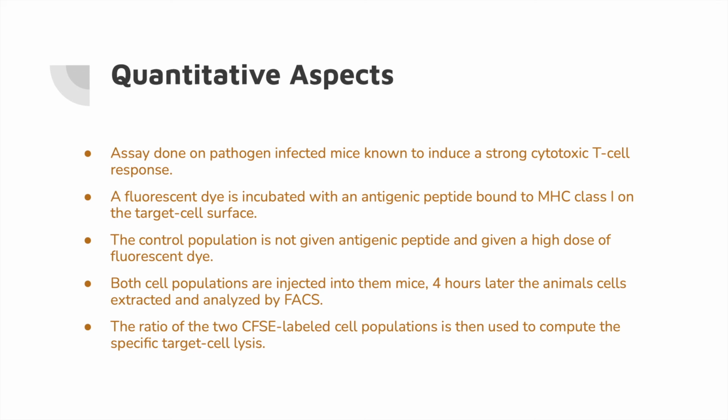A control population of cells that have not been administered the antigenic peptide is treated with a high dose of fluorescent dye to differentiate them from the antigen-bearing target cells. The two cell populations are combined in a 1:1 ratio before being injected into the testing animals. Cells are then extracted from the animals 4 hours later and examined using FACS, which is flow cytometry. This allows the specific target cell lysis to be computed using the ratio of the two fluorescent dye labeled cell populations.